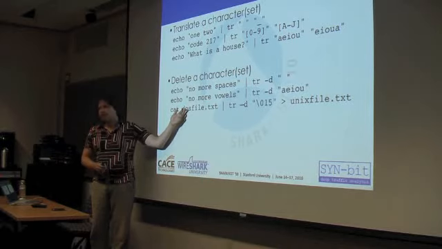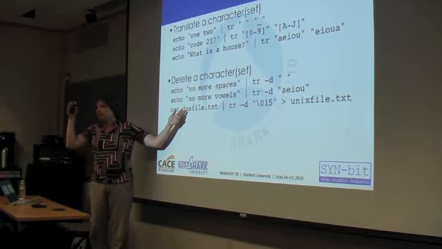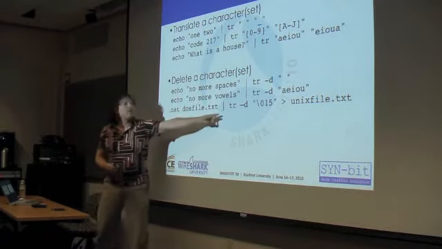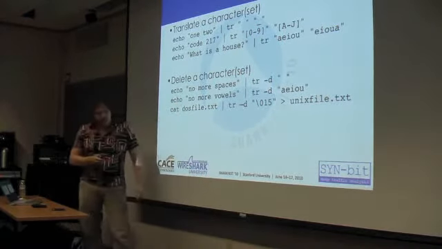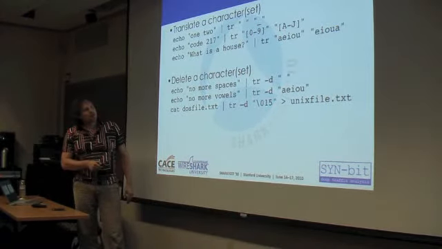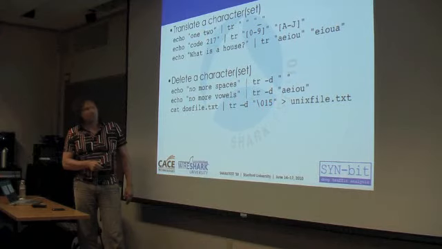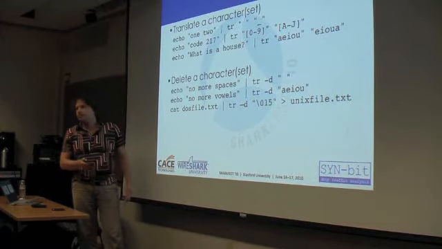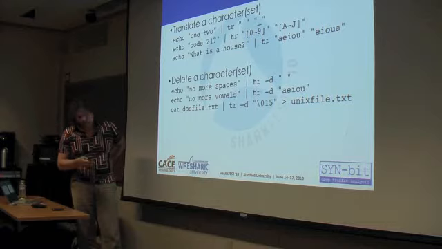If you have a text file that is DOS formatted, so it has a carriage return before the new line, you can remove it with this command. This is a notation to use an octal number, and the octal number for 15 is the carriage return.